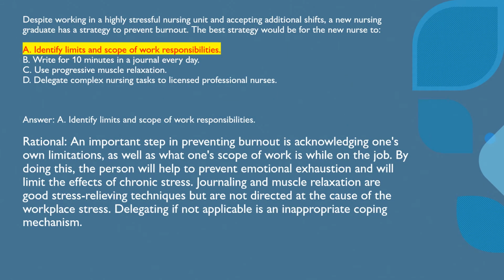Answer A. Identify limits and scope of work responsibilities. Rationale: an important step in preventing burnout is acknowledging one's own limitations, as well as what one's scope of work is while on the job. By doing this, the person will help to prevent emotional exhaustion and will limit the effects of chronic stress. Journaling and muscle relaxation are good stress-relieving techniques but are not directed at the cause of the workplace stress. Delegating, if not applicable, is an inappropriate coping mechanism.